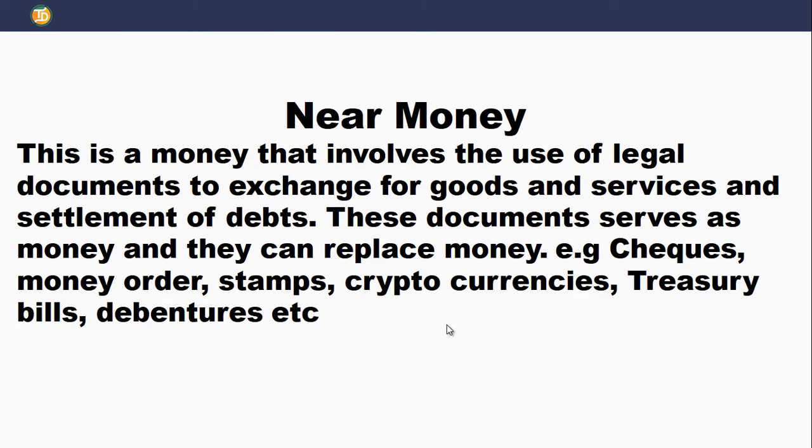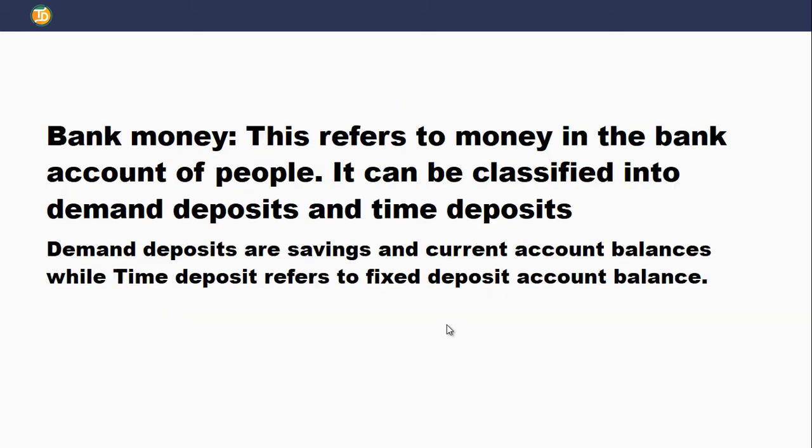We have near money. Near money refers to those documents that are used to exchange for goods and services. They are those documents that are recognized, they are legal, and they serve the same purpose as money. Examples are check, money order, stamps, cryptocurrencies, treasury bills, debentures. So near money can also be called quasi money or representative money.